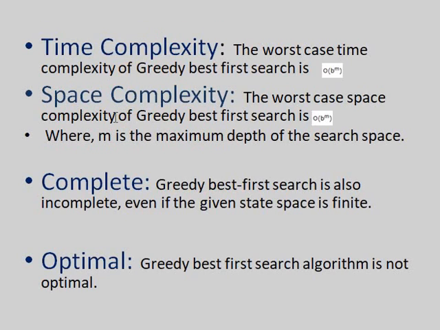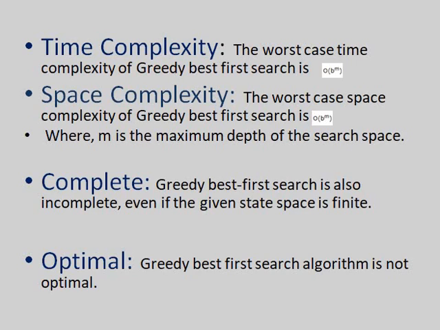If you talk about the time complexity and space complexity of this algorithm, in the worst case the time complexity as well as space complexity of this algorithm is big O of b raised to m. Here m is the maximum depth of the search space. As we have seen in the disadvantages, this algorithm is not optimal and it is incomplete even if the given state space is finite. So this is about the best first search.